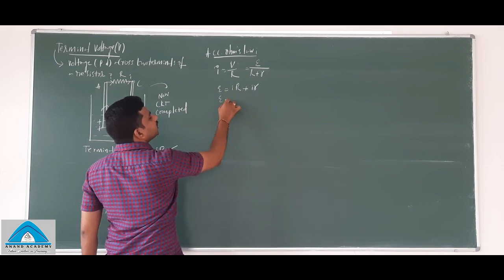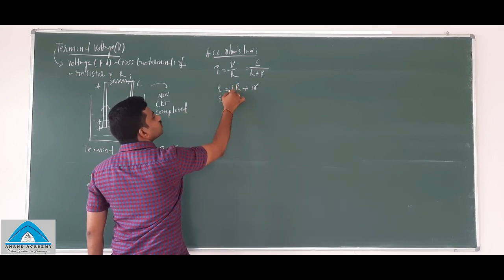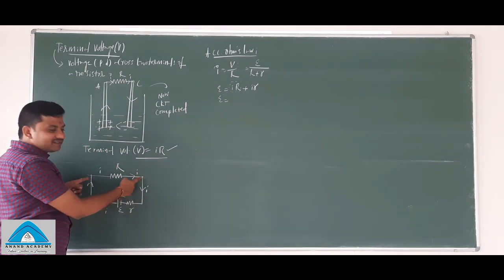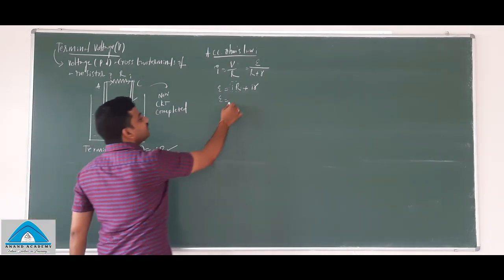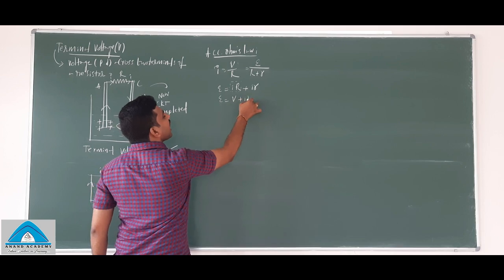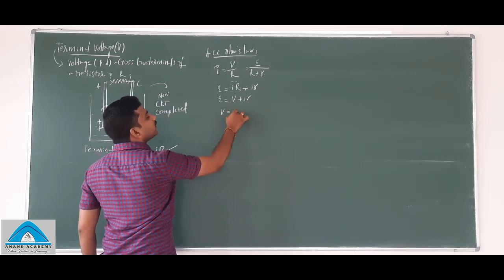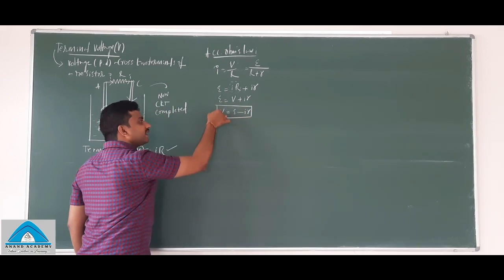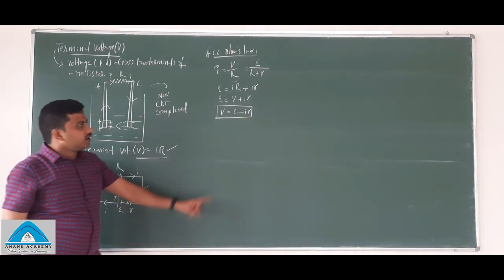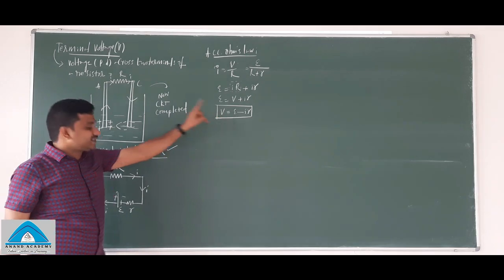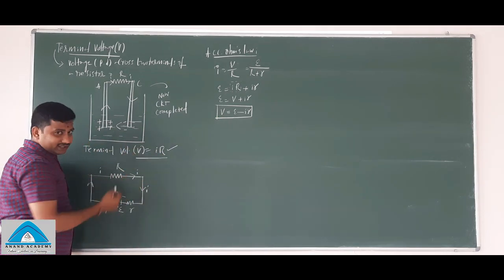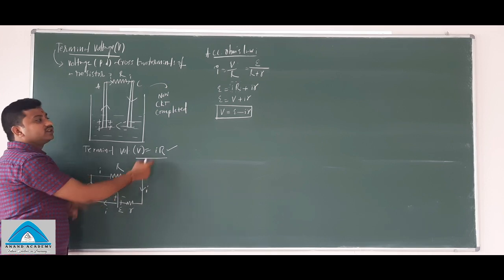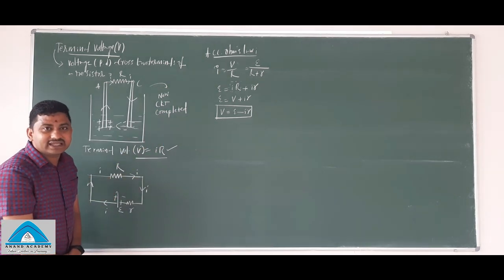So here what I can write, epsilon E is equal to, cross multiplication, IR plus I small r, right? So what is this IR? This IR is the potential difference across the resistor, that's called terminal voltage, right? So E is equal to V plus Ir. So now V is equal to E minus Ir. Look at the interesting thing. This is called the terminal voltage, and this is also called a terminal voltage, right? So V is equal to epsilon minus Ir.